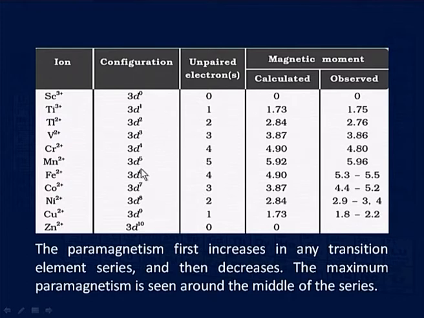In this series, the paramagnetism first increases as we move from titanium to vanadium to chromium to manganese, and it is highest in case of manganese. The magnetic moment is somewhere around 5.96, but in the middle of the series, as I said, it is maximum, and afterwards the number of unpaired electrons decreases, and therefore the magnetic moment also decreases and reaches 0 in case of the zinc metal ion.